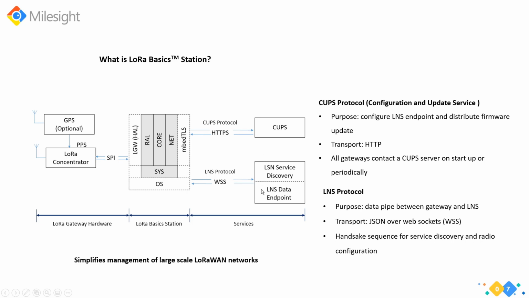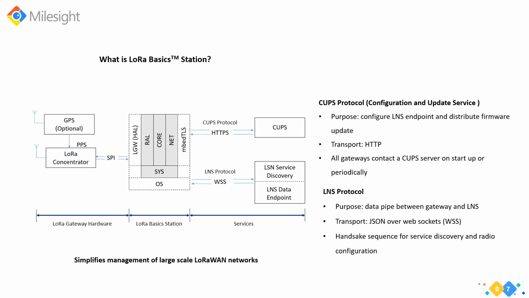Towards the network server side, we want to finish the task securely, stably, and efficiently over large numbers of gateways. So Basic Station defines two back-end protocols. Here you can find the CUPS and LNS protocols. CUPS means Config and Update Service protocol. Its purpose is to configure the LNS endpoint and to help distribute firmware updates securely. So you can exchange the credentials, the security keys, and the relevant information of the firmware updates through the CUPS protocol.